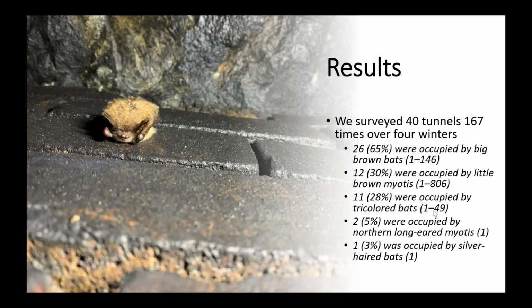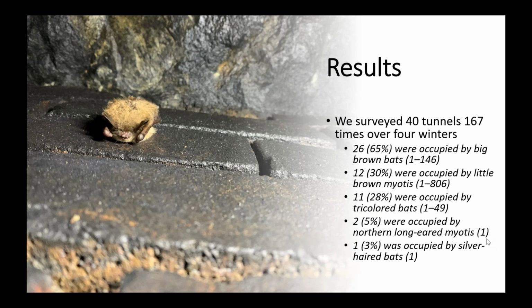11 or 28% of sites were occupied by tricolored bats, with counts ranging from 1 to 49. And this is one of those species that has been proposed, or the U.S. Fish and Wildlife Service proposed that it should be added to the endangered species list as endangered, and allegedly will be any day now. I don't speak for the service, but that's my understanding of the situation.